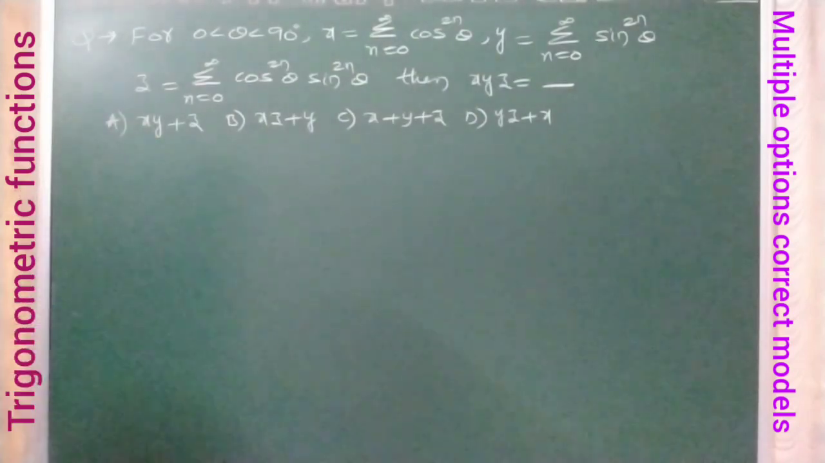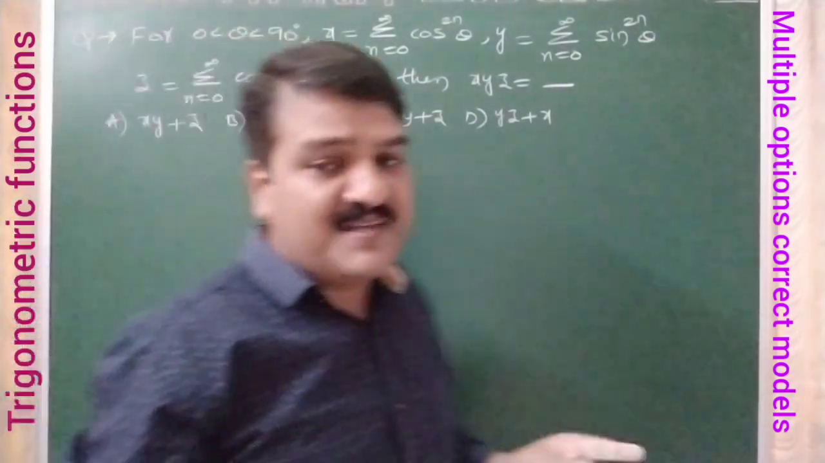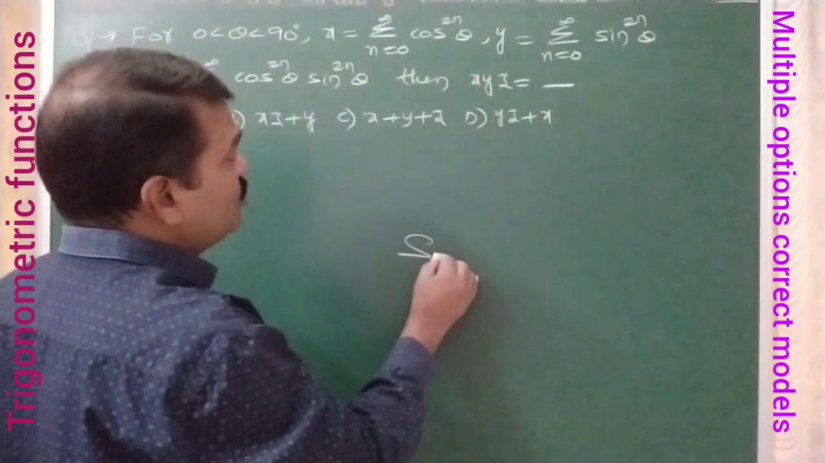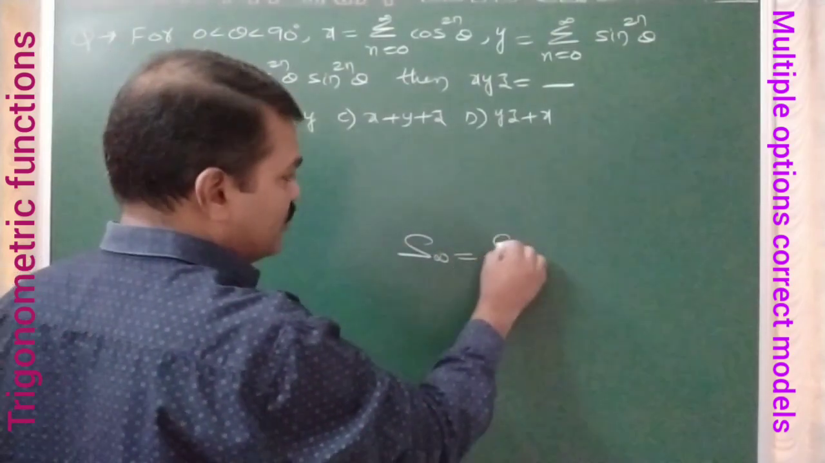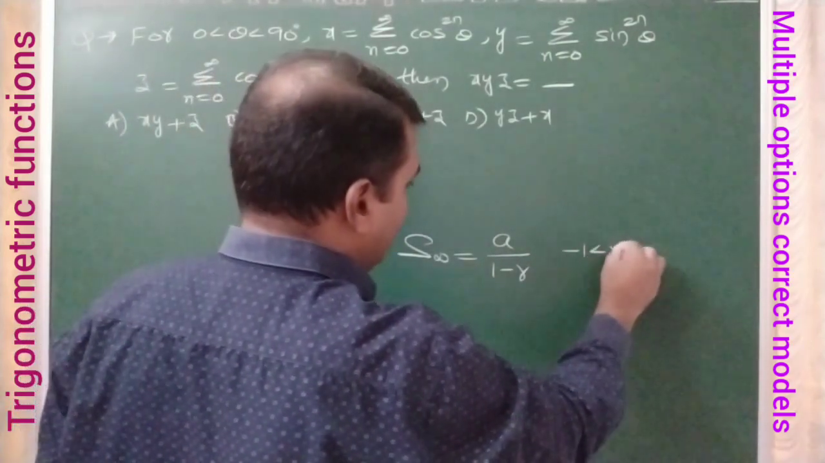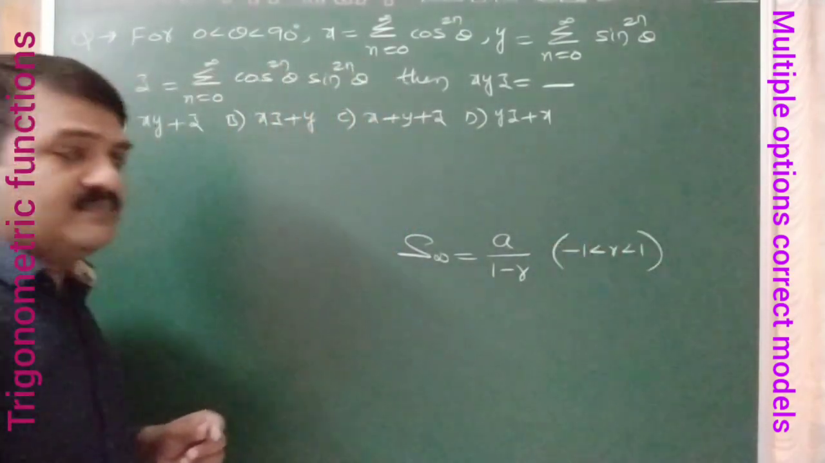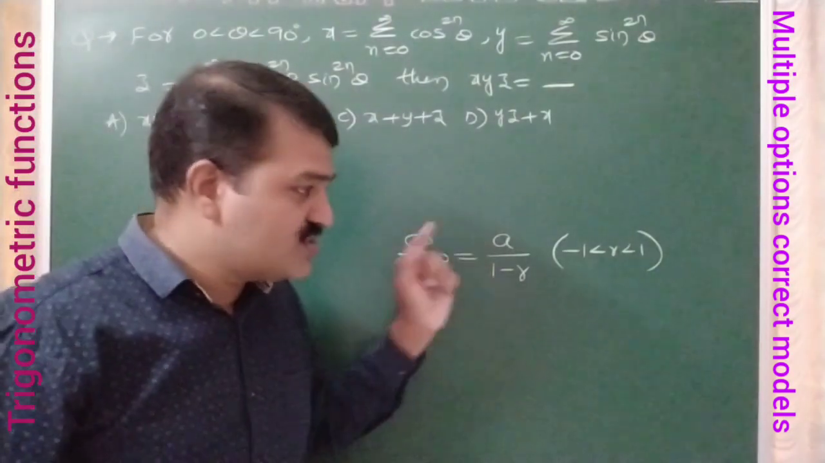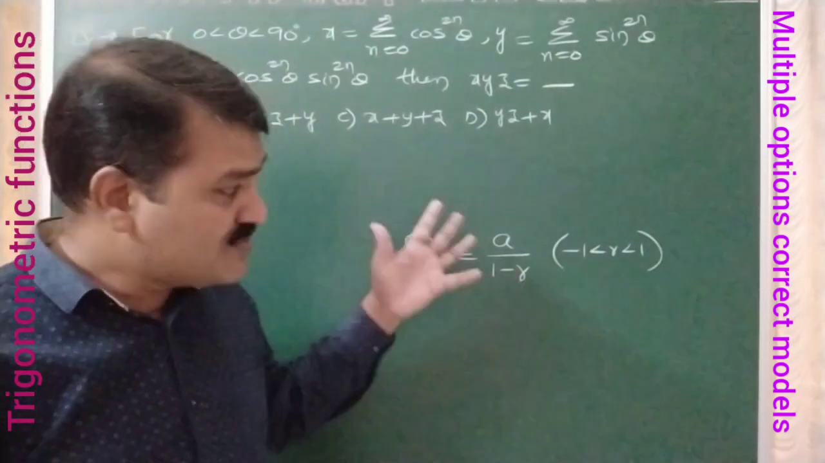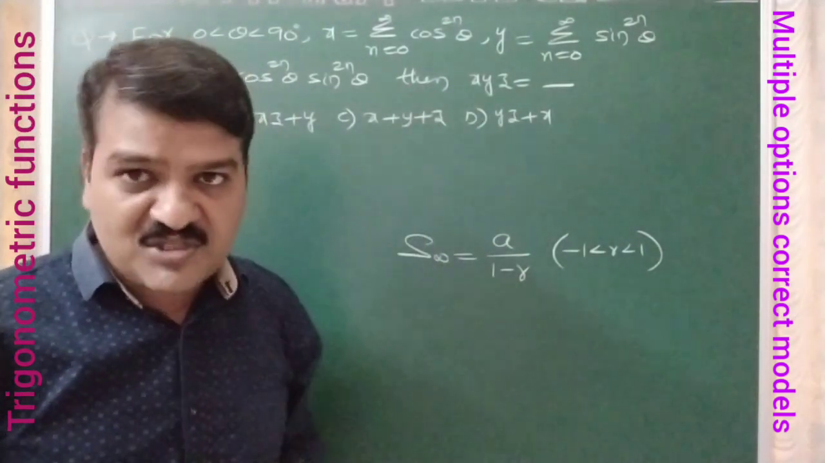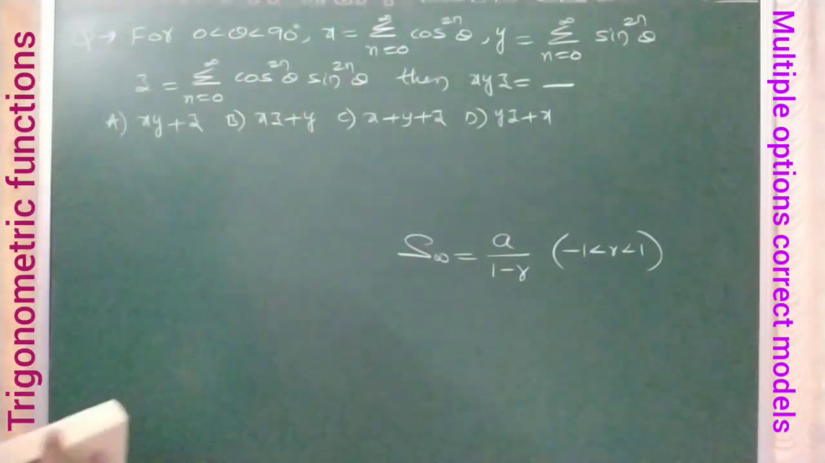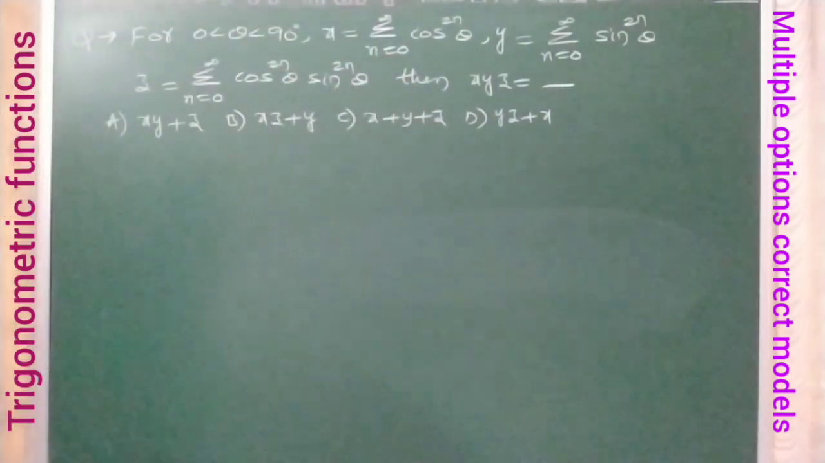So basically before starting, what is the S infinity of a geometric progression? When you have a geometric progression, the sum to infinity is a by 1 minus r, where r lies between minus 1 to 1. A means the first term of the geometric progression and r is the common ratio. So this we are going to use for solving the summation, and therefore I am mentioning this prior to solving the problem.